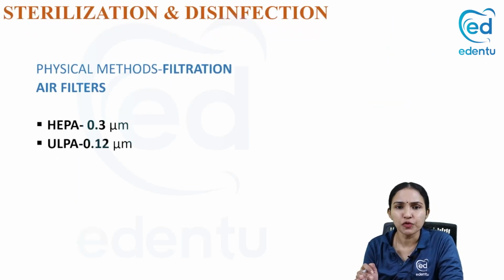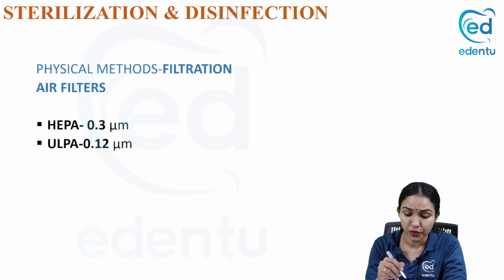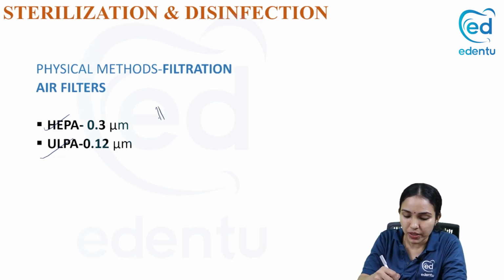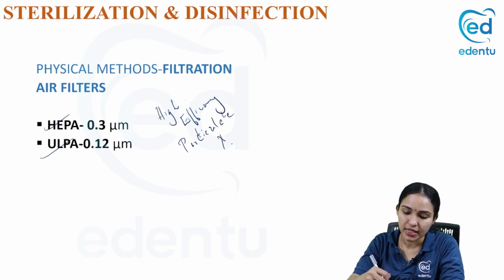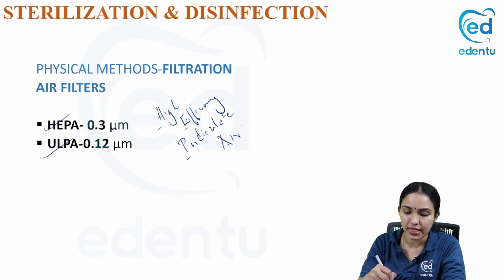The last kind of filters that you should learn is air filters. I told you air filters are being used in our hospitals. We have two types of air filters: one is the HEPA filter and the other is the ULPA filter. And what is HEPA? HEPA is high efficiency particulate air filter. High efficiency particulate air filter. That is HEPA.